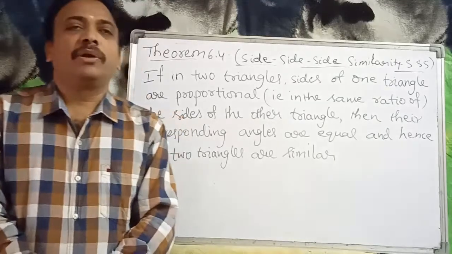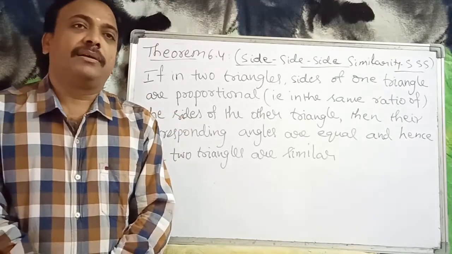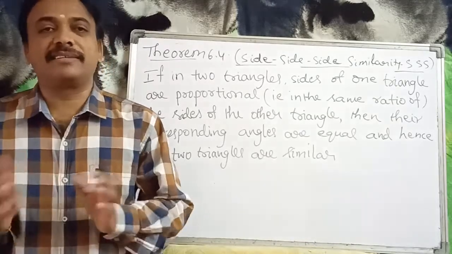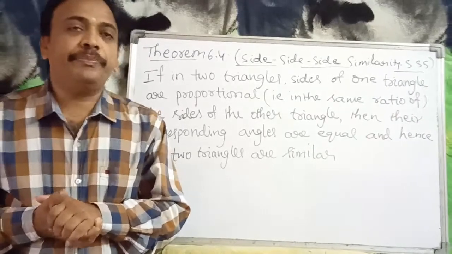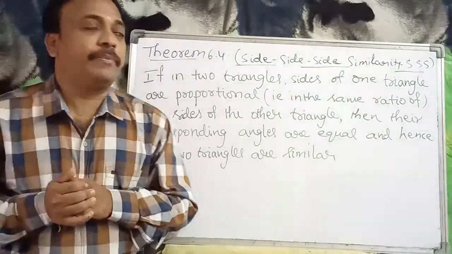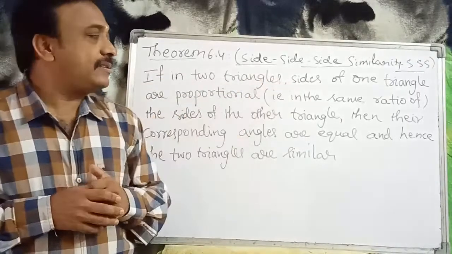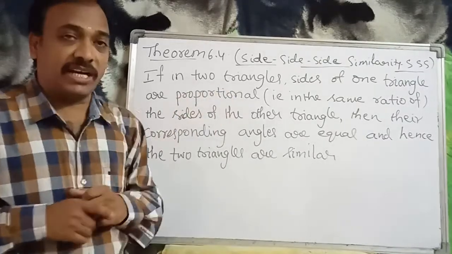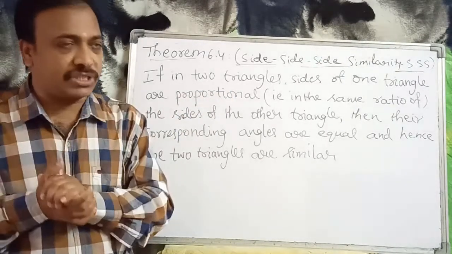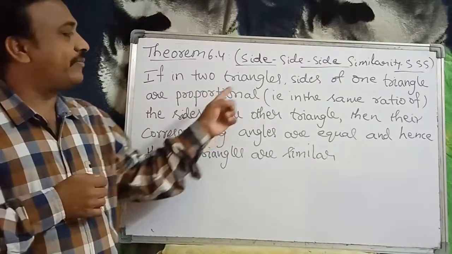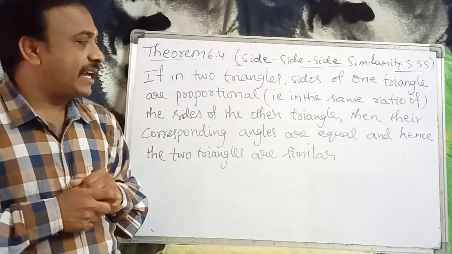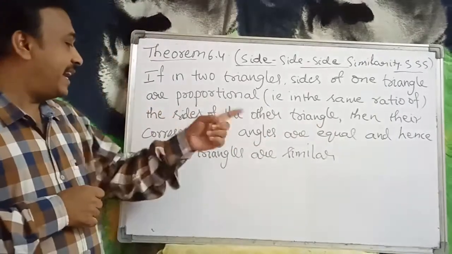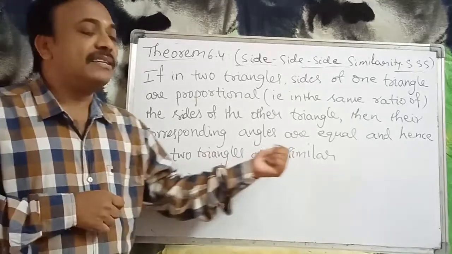Hi students, today we are going to discuss side similarity, SSS similarity. What is SSS similarity? If in two triangles, sides of one triangle are proportional to the sides of the other triangle, then their corresponding angles are equal and hence the two triangles are similar.